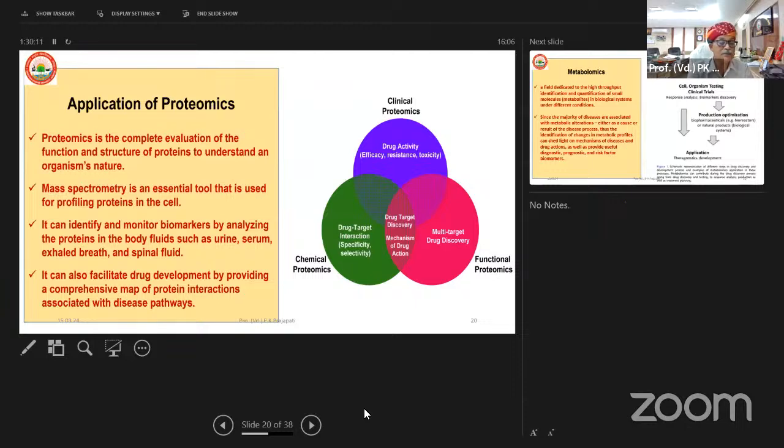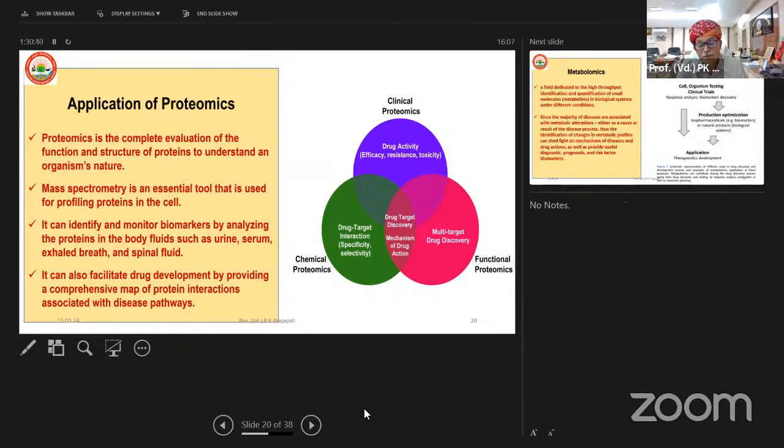Mass spectrometry is an essential tool that is used for profiling the proteins in the cell. It can identify and monitor biomarkers by analyzing the proteins in body fluids such as urine, serum, exhaled breath, and spinal fluids. It can also facilitate drug development by providing a comprehensive map of the protein interactions associated with the disease pathway. It is a common practice nowadays.